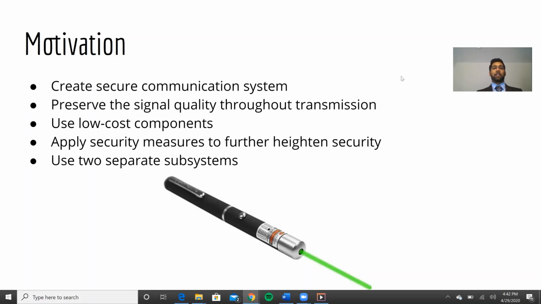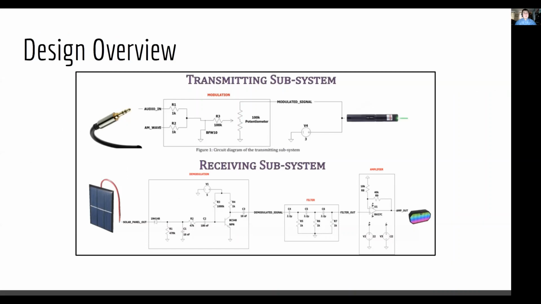To achieve these goals, here's a system that we have developed consisting of two subsystems, which are shown on the next slide. Here we have our final design circuit. Starting from the left, the aux cord takes in the audio signal. It is then modulated and sent to the laser pointer. On the receiving side, the solar panel takes in our signal. It is then demodulated, filtered, and then amplified to be clear and understandable for our speaker to play out.